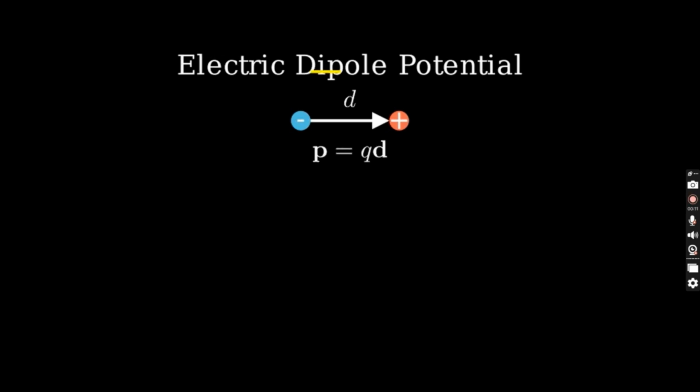The dipole moment, p, is equal to q times d, where q is the magnitude of either charge, and d is the vector pointing from the negative to the positive charge. Now, let's consider a point P at position r, where we want to calculate the potential.